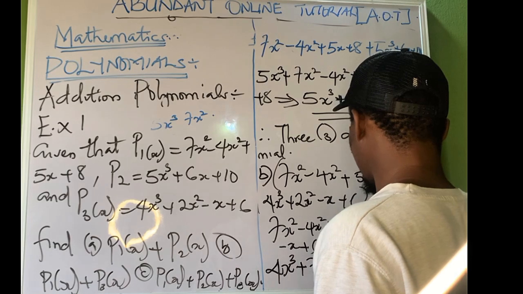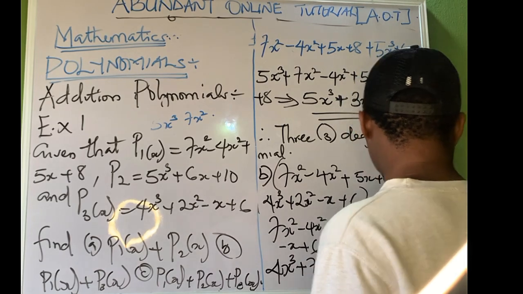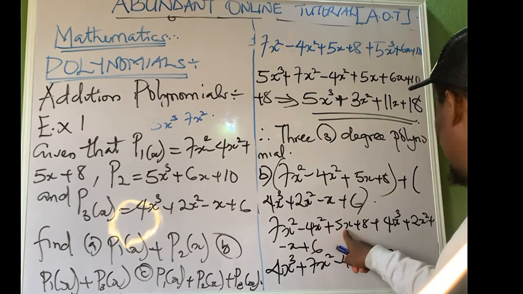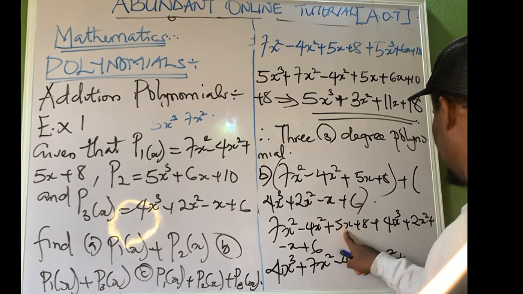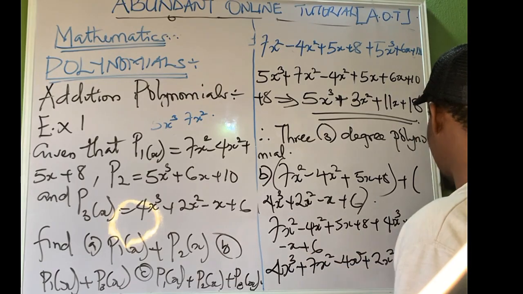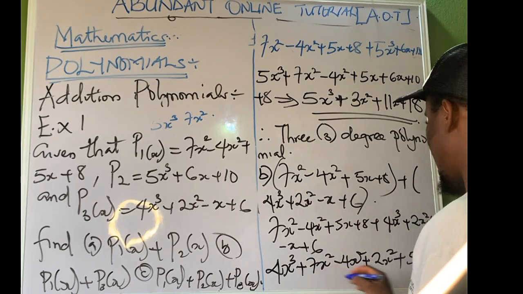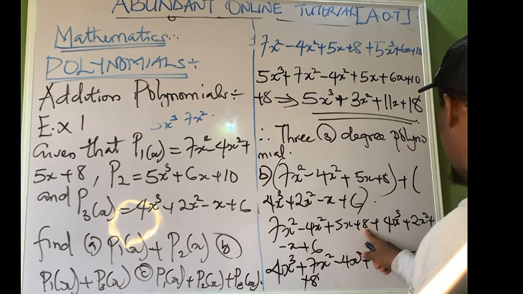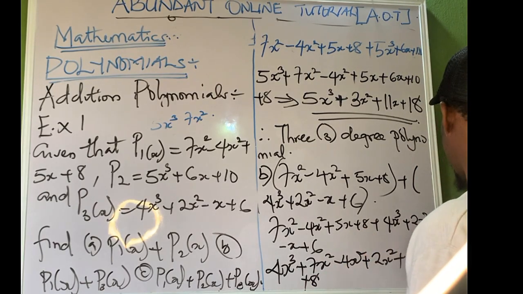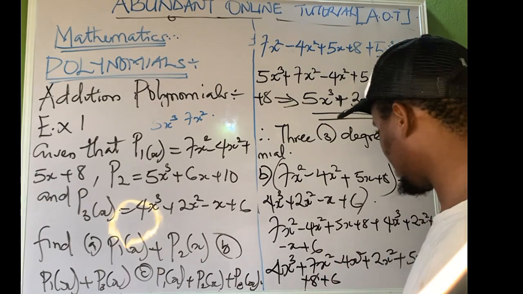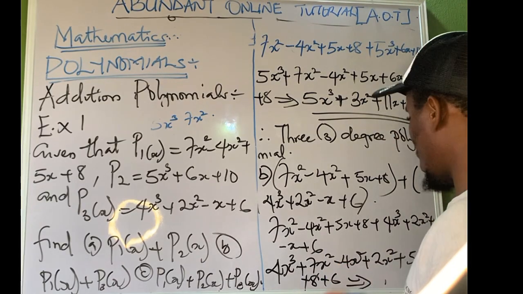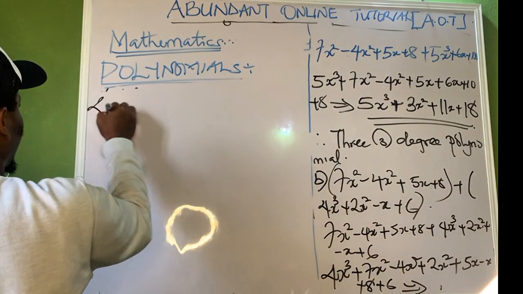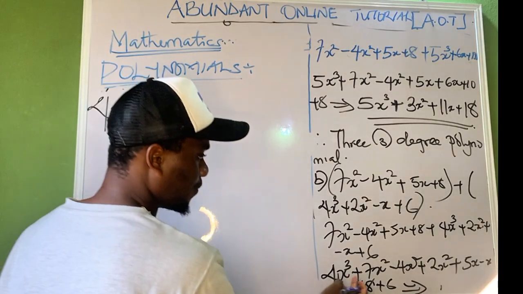That will now be 7x squared minus 4x squared, then plus 2x squared, then we have 5x here and minus x. We have 5x minus x, and plus the constants: we have 8, which is a numerical constant, and we have plus 6. All right, so we have done this. So after we have done that, we now have 4x cubed.